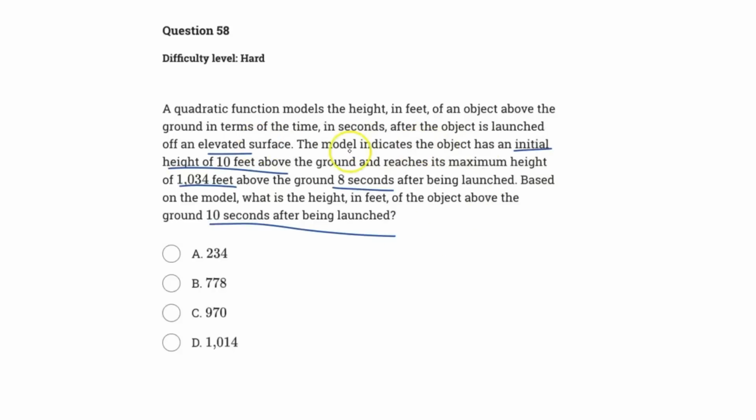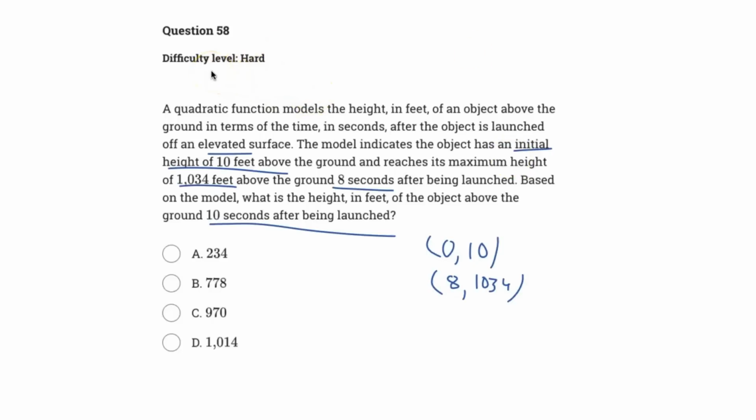So we know that the initial height is 10 feet above the ground. So when x is 0, we're going to have a value of 10. So that's our first coordinate point. And they also give us the maximum value of 8 seconds after being launched. It is 1,034 feet.